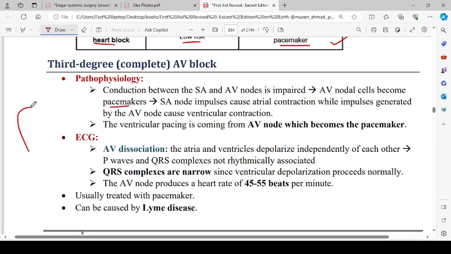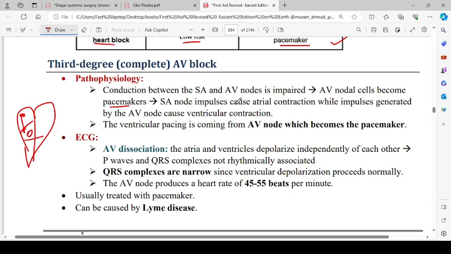Suppose this is the heart, and here we have the SA node, and this is the AV node. The conduction pathway between these two is not functioning, so the impulses originating in the SA node cannot reach the AV node. So the AV node comes out of suppression, and now it is the pacemaker itself.